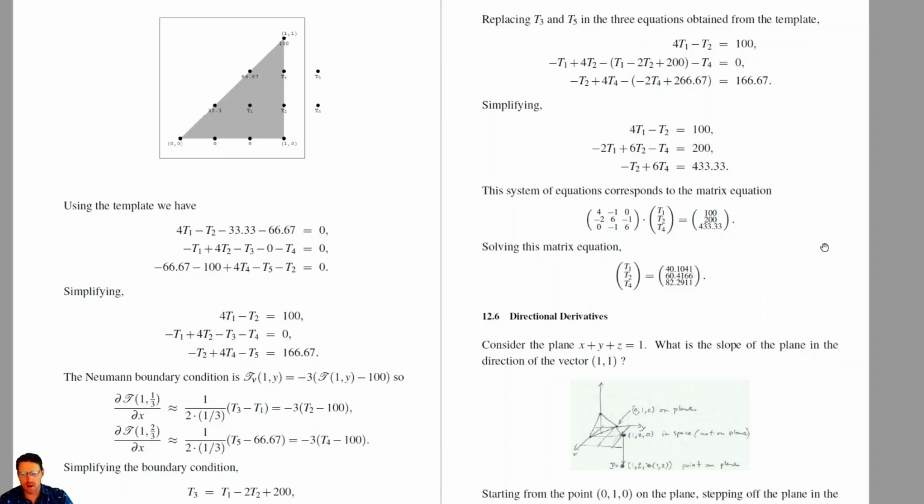Alright, so solving that gives us t1, t2, and t4 as 40, 60, and 82.29. Now that's only approximate because we've got quite a wide gap in the grid points, right? So if you wanted more accuracy, you would just use a much smaller step size. You would have a whole lot more equations to solve, but if you have a computer, that's generally not a problem, together with good numerical techniques.